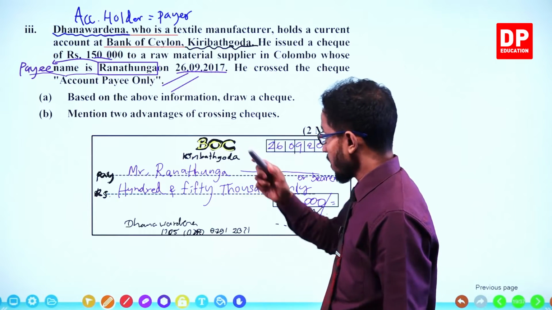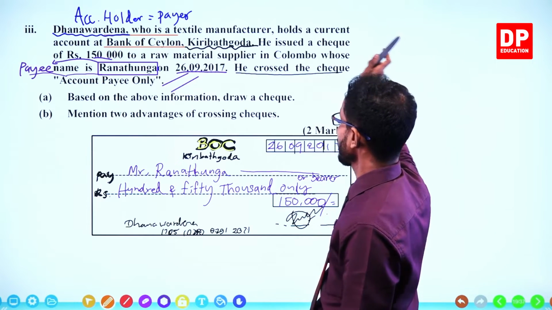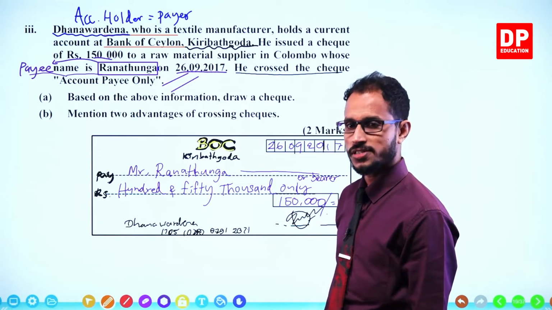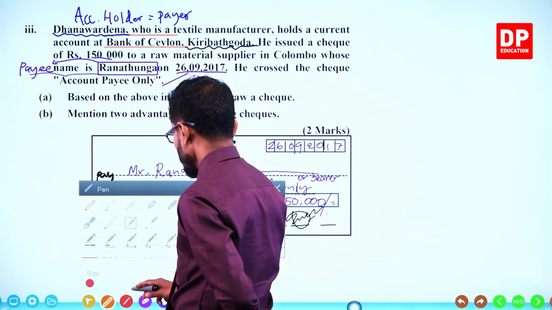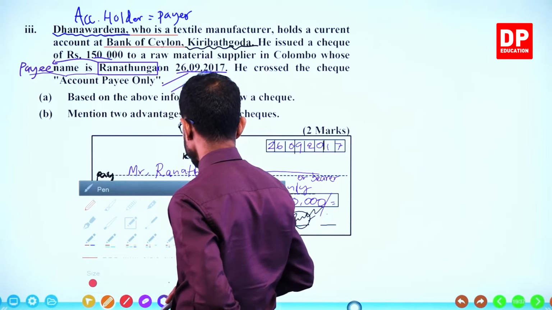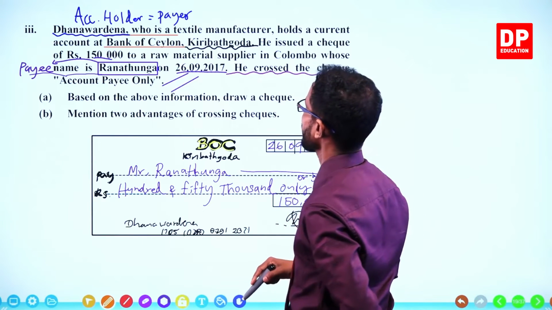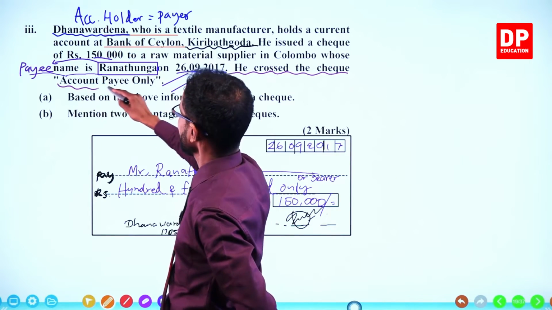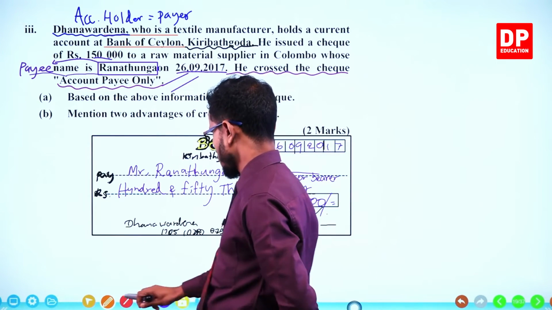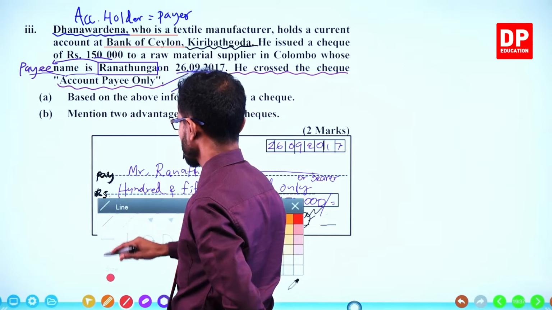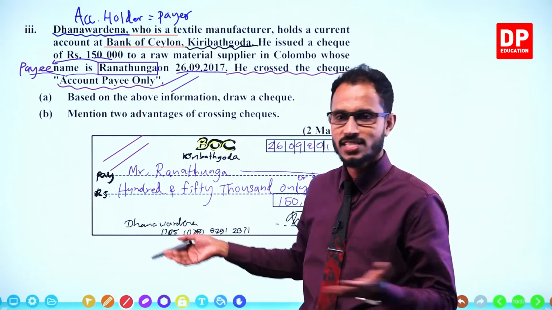Okay. And there's something right at the end of the paragraph. It's a crossing. Right at the end of the paragraph, it's a crossing, and you should know how to cross. See? He crossed the check. Account payee only. See the crossing I have shown here? Let's cross the check. Simple as that. That's how you cross.